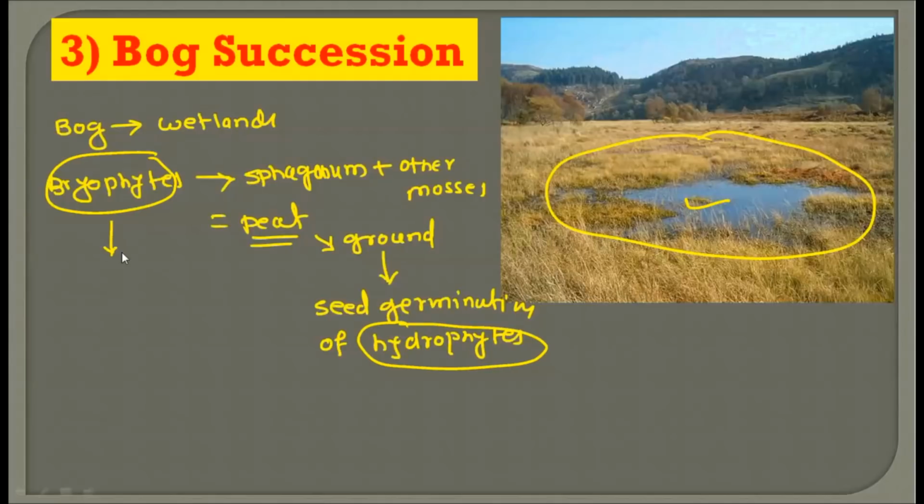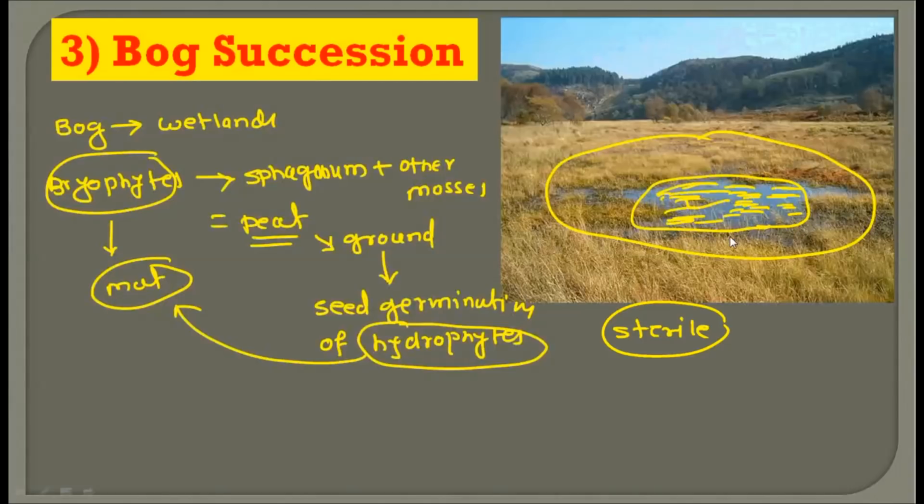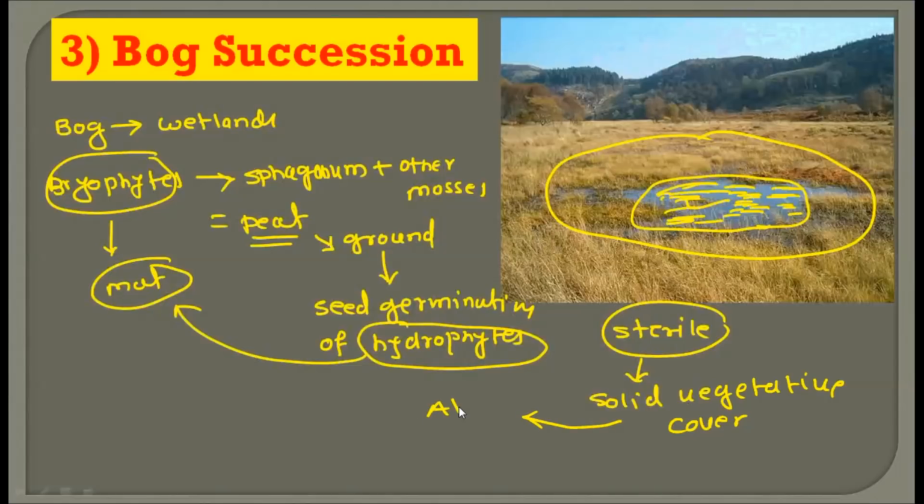Now over time the peat formed by these bryophytes and the remains of these hydrophytes together form the mat on this aquatic habitat. That means the solid mat of organic matter is placed on this aquatic land. This aquatic land was firstly the sterile land, right? That means there were no living plants or animals living there. But this sterile land is gradually converted into the solid vegetative cover. And now these solid vegetative covers support all plants.